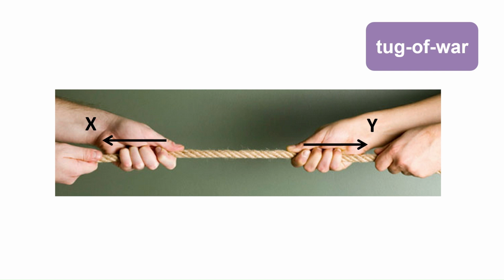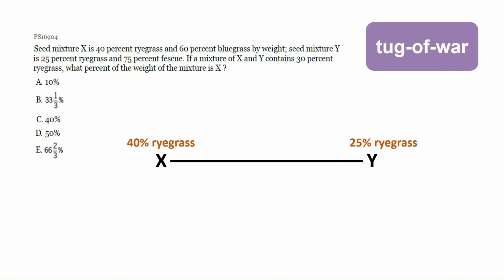Let's continue writing out the information. X has 40% ryegrass, Y has 25%. The mixture has 30%, so it's closer to Y. Y is winning the tug of war. So, as less than half of the mixture is X, I can eliminate answers D and E. I'd also estimate that the answer isn't A, as my diagram shows that the percentage ryegrass in the mixture is towards the middle of the scale.